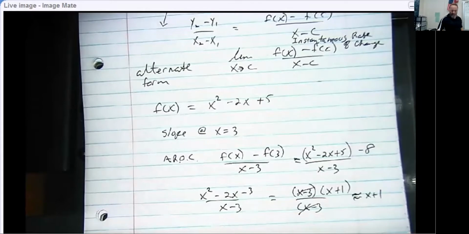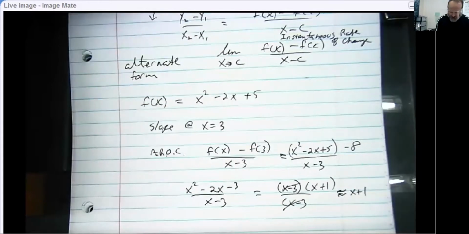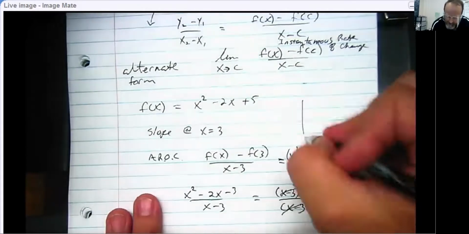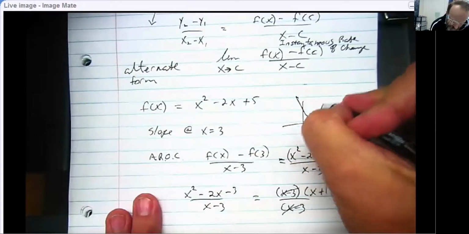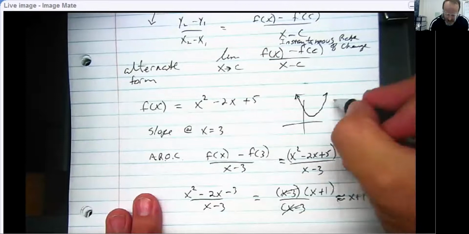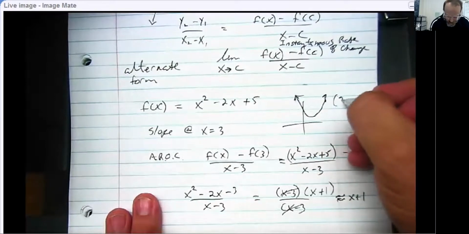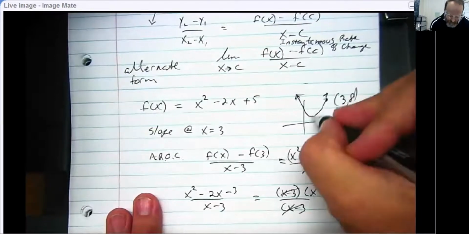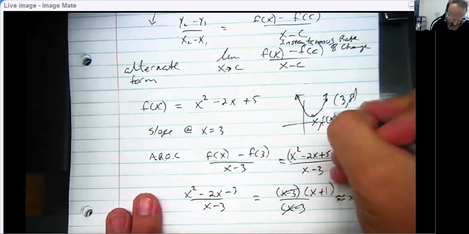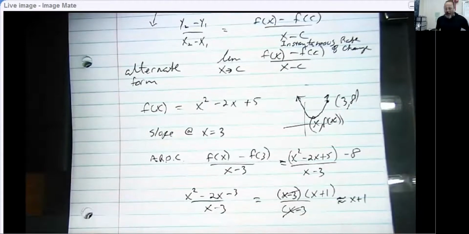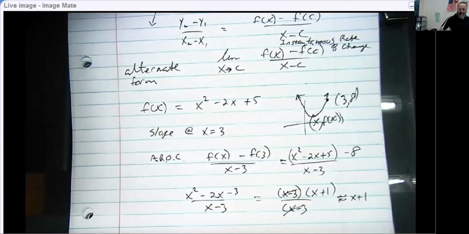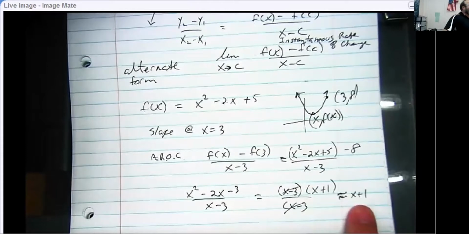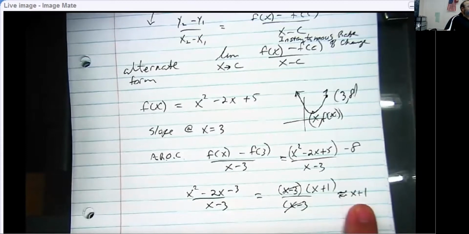Now, what's weird about that is that I've got some curve. So it's some curve like this. I don't really care where it is. And I have the coordinate over here, 3, 8, right? And here is x, f of x, some random point. Hey, what is the slope between x equals 1 and that one? Well, the cool thing is the slope would be 2, because I just said x was 1.